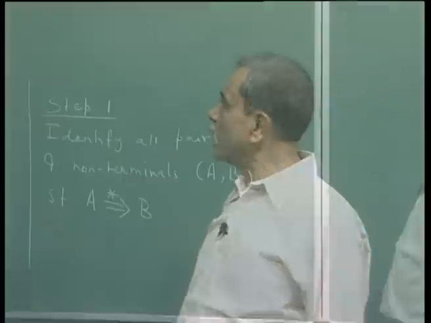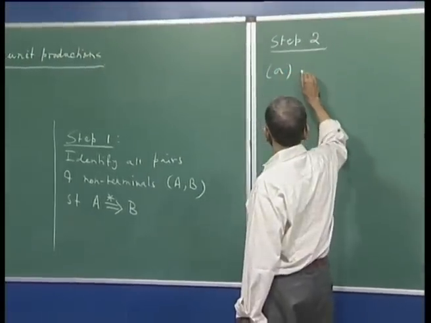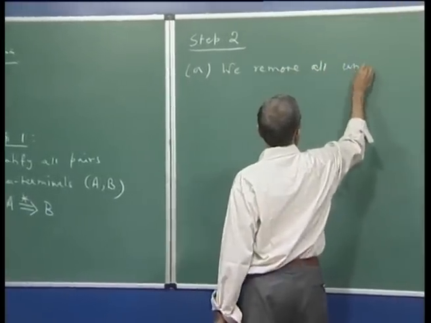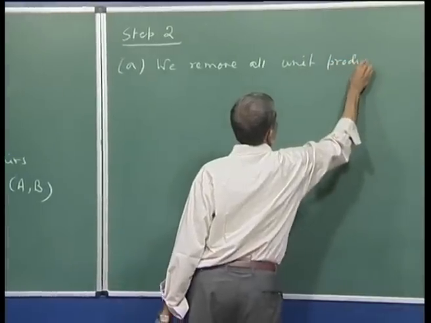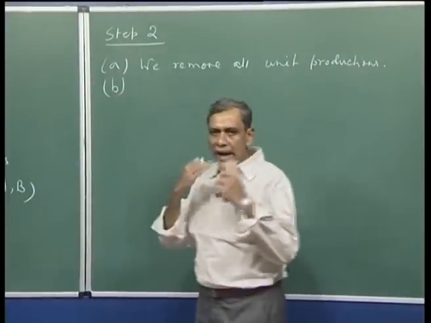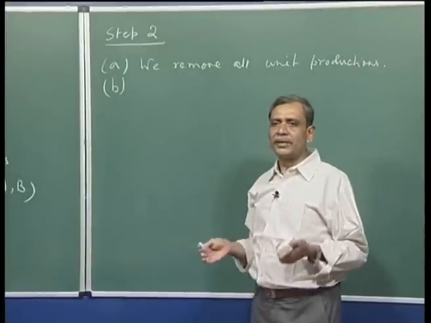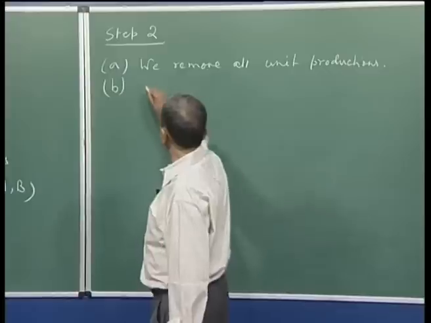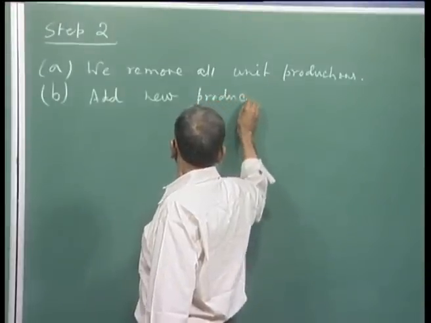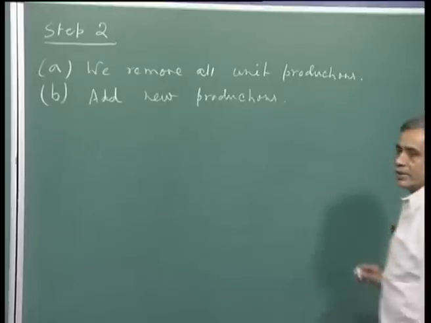So, after carrying out step 1, we carry out step 2, and in step 2, first of all, we remove all unit productions. And in the second part of step 2, we add some productions so that the removal of these unit productions will not affect the language which is being generated. So, say add new productions. And which are these new productions? The idea, let me explain first.